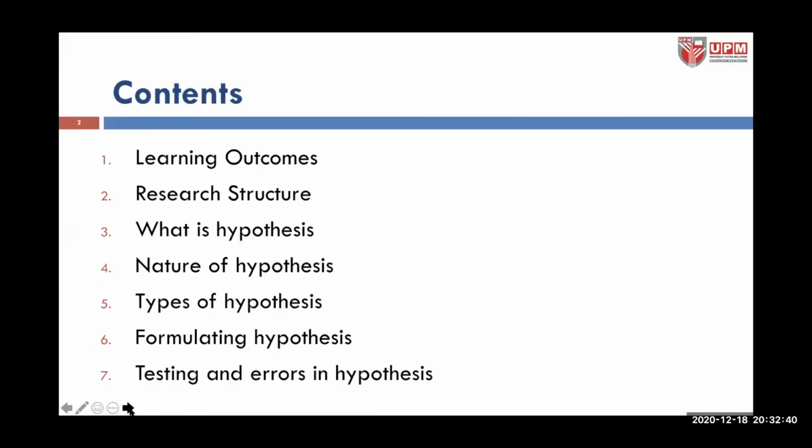Right. In terms of the content of our lecture tonight, we are going to look into several sub topics which include the learning outcomes, and then we are going to go through the research structure and looking into the definition of hypothesis, and we will look into the nature of hypothesis and followed by the types of hypothesis available and the methods of formulating hypothesis, and finally how to test and typical errors in writing hypothesis. Right, so basically we should be able to go through all of this content in this particular lecture.